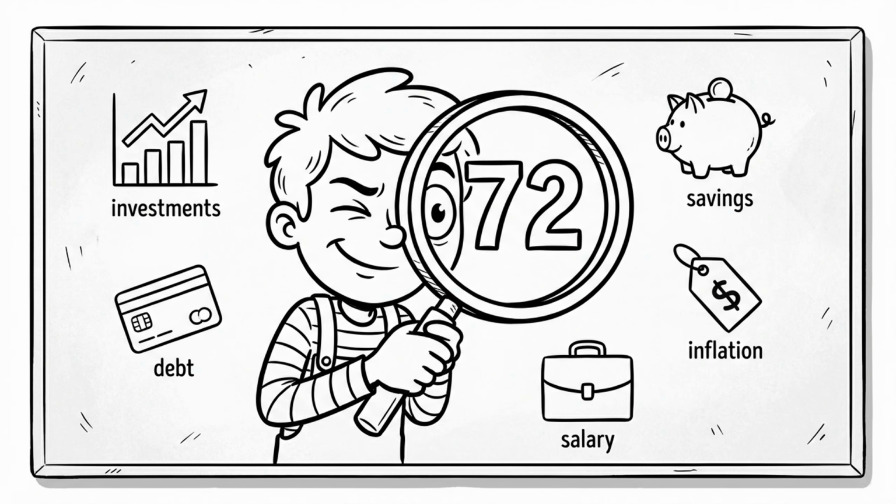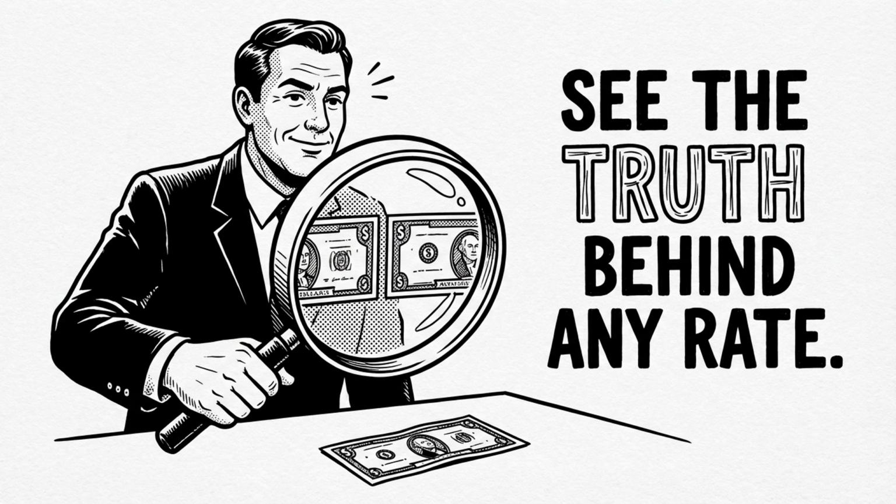Here is the rule in its entirety. Ready? Divide 72 by your annual interest rate. The answer is approximately how many years it takes to double your money. That's it. That's the whole rule. 72 divided by your interest rate equals your doubling time.